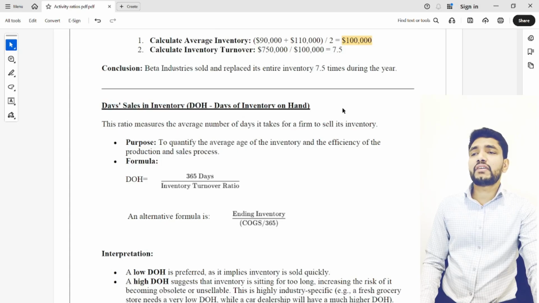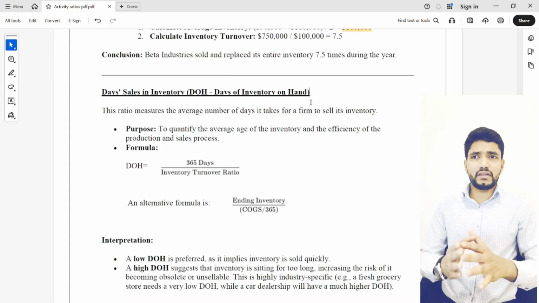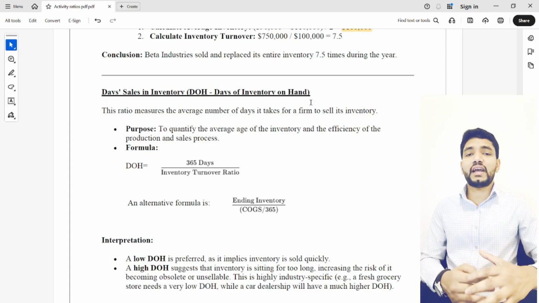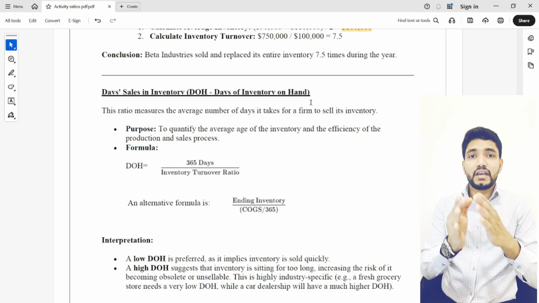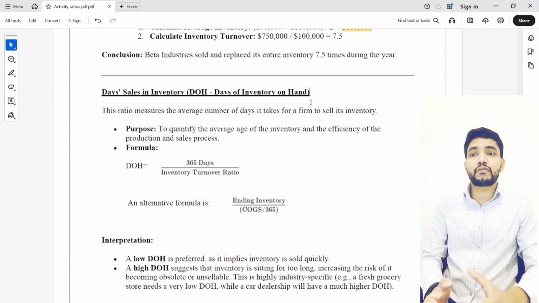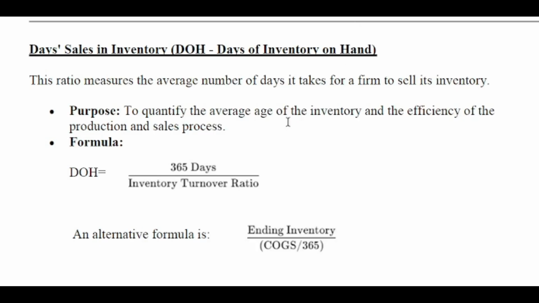This is the same as the inventory turnover ratio, but there we express it as a ratio, and in days sales in inventory we convert that ratio into days. That means how many days the company keeps its inventory in stock before the sale. This ratio measures the average number of days it takes for a firm to sell its inventory. The purpose is to quantify the average age of inventory and the efficiency of the production and sales process.